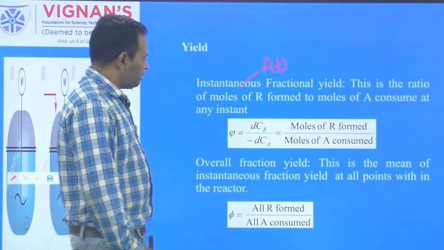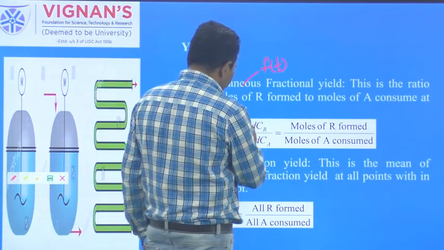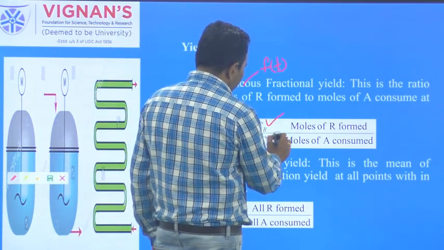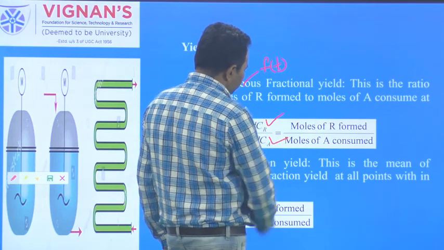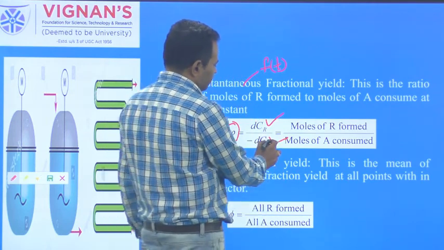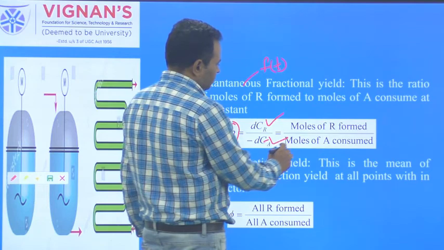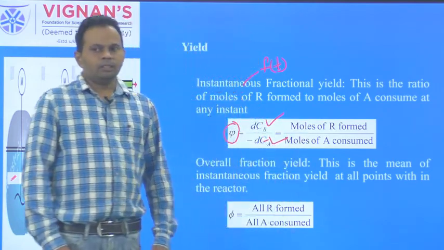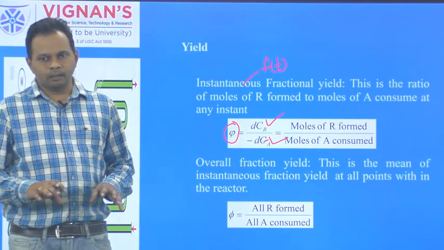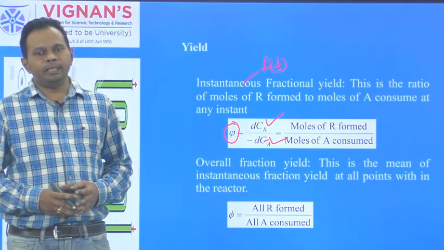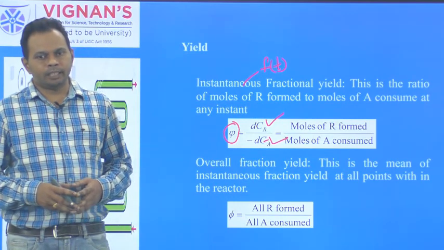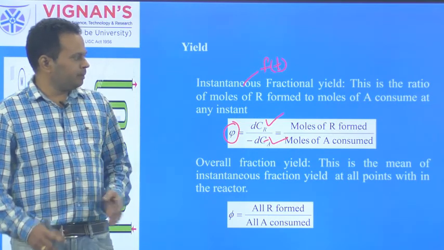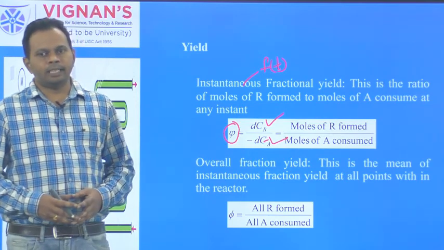So this we always represent with psi. Psi is equal to dCR by dCA. So R is the concentration of our product produced, and A is the reactant concentration or substrate concentration. This is the moles of R produced to the moles of A consumed. So the instantaneous fractional yield we always find out at any particular time t of the reaction. It is the ratio of the moles of the product produced to the moles of the reactant consumed.